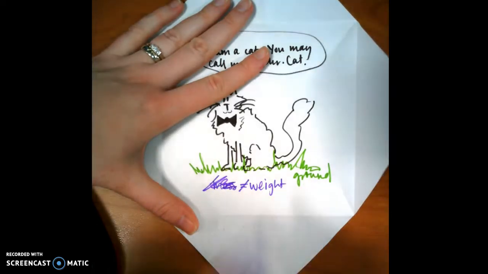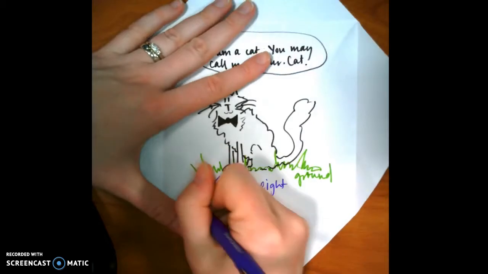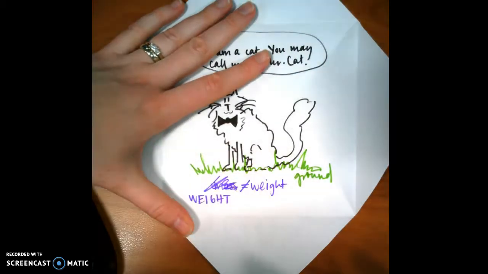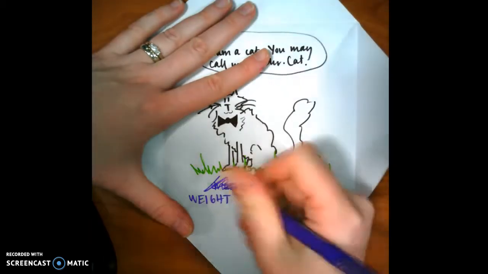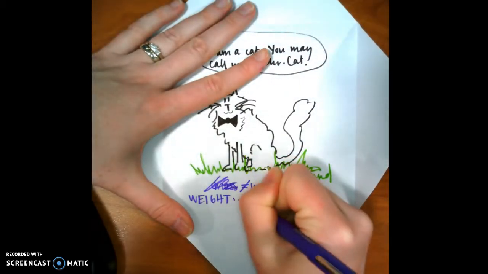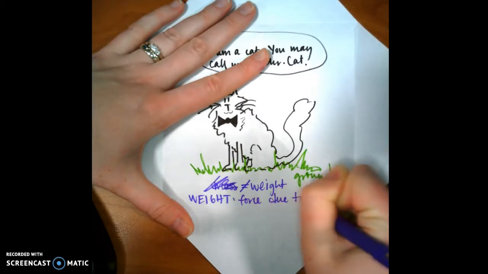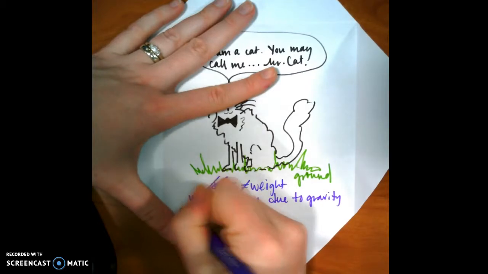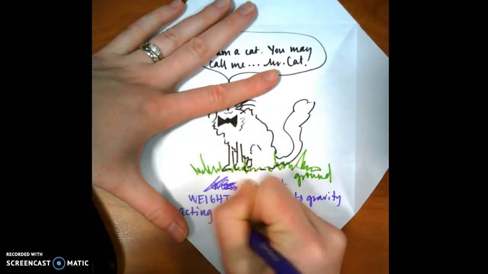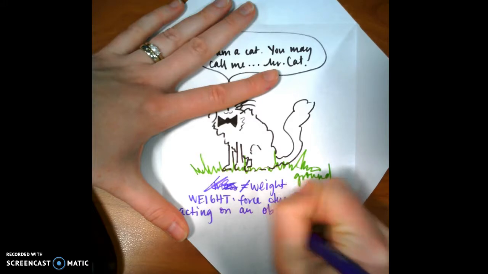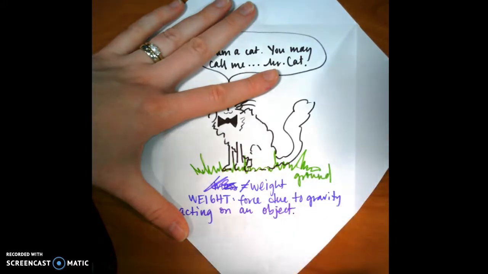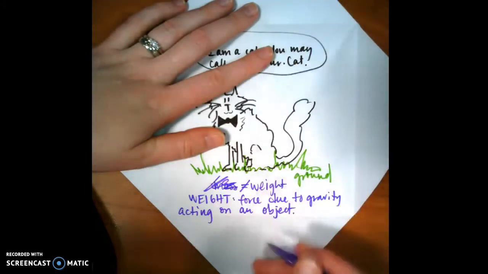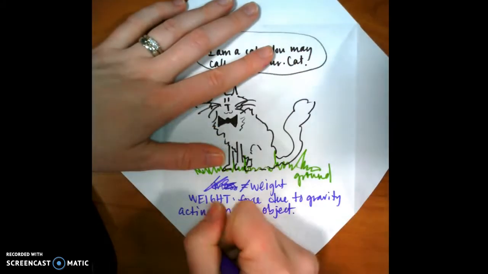Mass and weight are not equivalent terms. Weight is in fact a force. Mass is the amount of matter in an object. So weight is the force due to gravity acting on an object. What does that object have? Mass. What does the force of gravity do? Accelerate that mass.